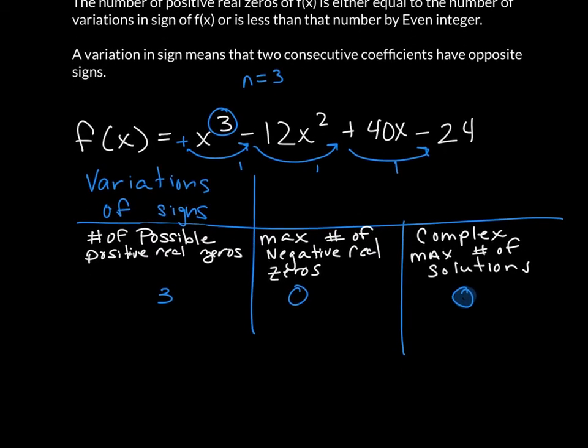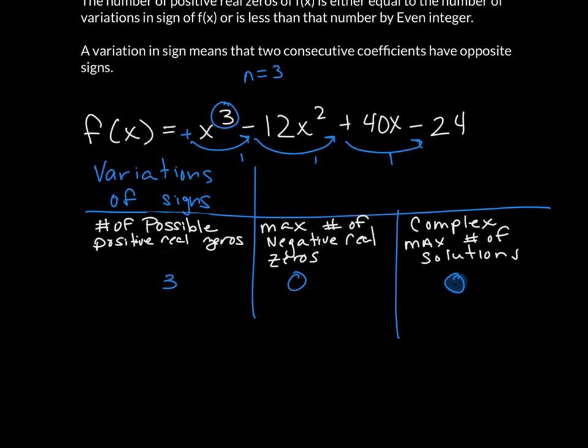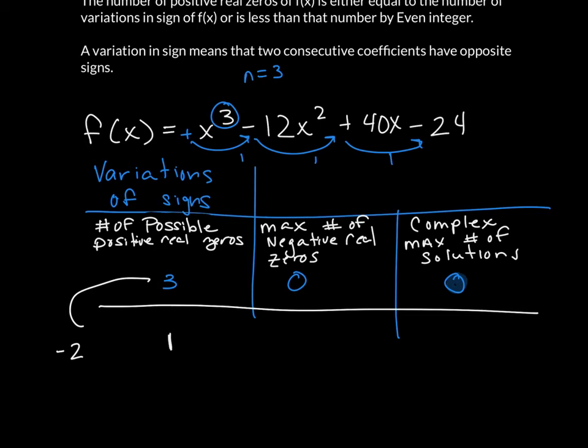Now, this doesn't mean that that's the only possibility. The next possibility would be that the number of real zeros gets reduced by 2. And if I drop that down by 2, then it could be 1 possible real zero. This stays at 0, and then the maximum number of complex solutions becomes 2.